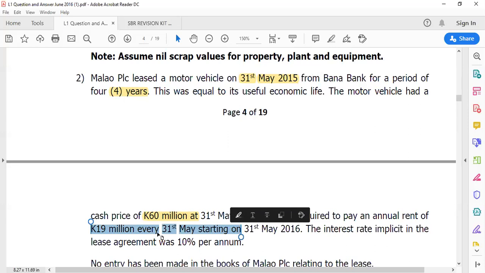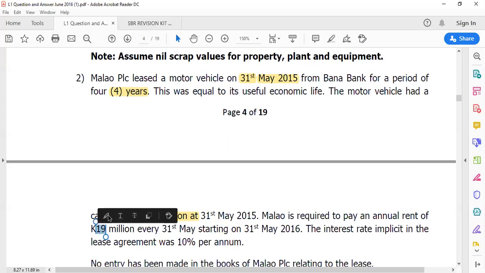Now, here's the point I want to make. He's supposed to pay 19 million. This 19 million is supposed to be paid when? Every 31st May. Starting when? A very important statement: starting on 31st May 2016.